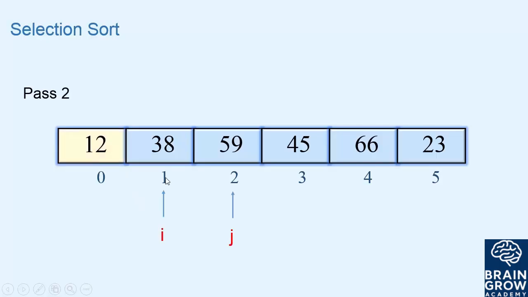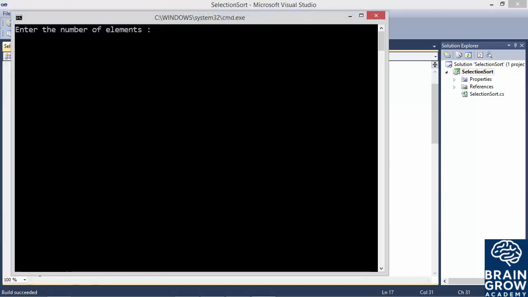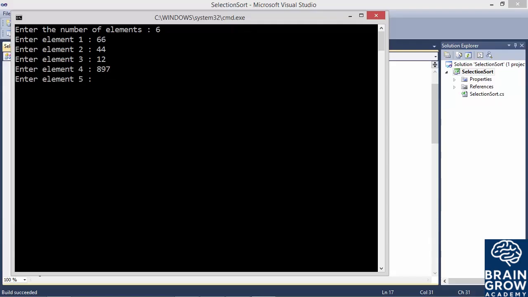In pass 2, i will be 1 and j will go from 2 to 5. In pass 3, i will be 2 and j will go from 3 to 5. In pass 4, i will be 3 and j will go from 4 to 5. In pass 5, i will be 4 and the value of j will be 5. Now let's run the program and see the output. So we get the sorted output.